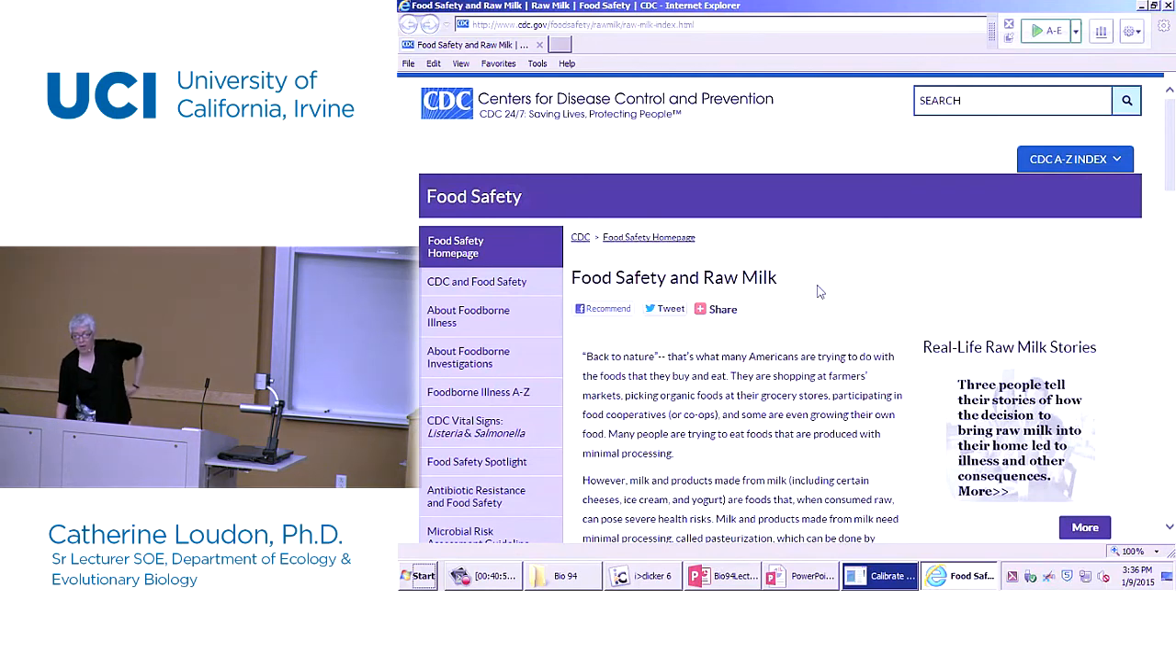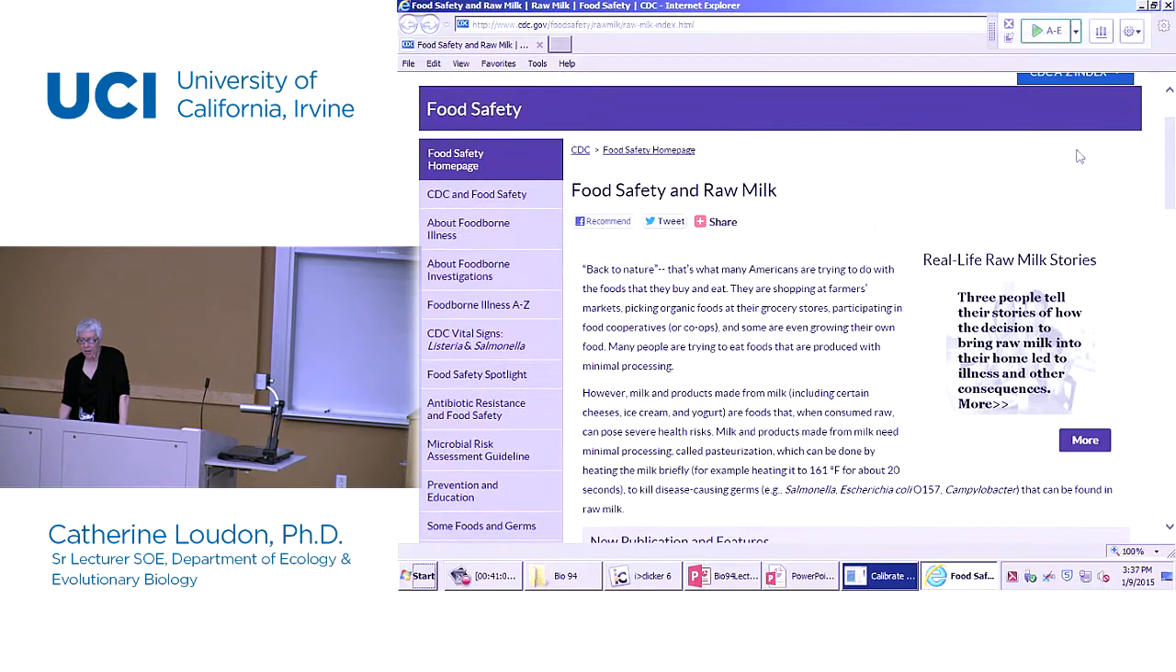we're visiting right now a page that says food safety and raw milk. Why are we going to raw milk? Well, I thought this was interesting and I would share it with you. This starts by saying back to nature. That's what many Americans are trying to do with foods they buy and eat. They're shopping at farmers markets, picking organic foods, participating in food cooperatives, growing their own food, trying to eat foods with minimal processing. And so this is certainly a tremendous cultural change in this country as people try to eat and consume in a more healthy manner.